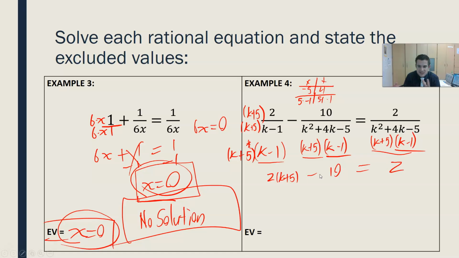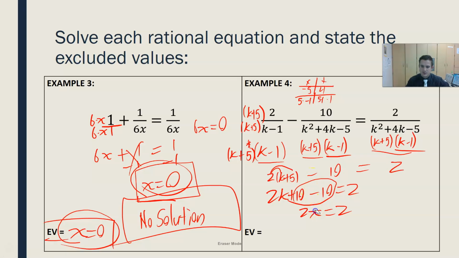This is a lot more pleasant to look at. I have 2 times k plus 5 minus 10 equals 2. So if I multiply these together here, I'm going to get 2k plus 10 minus 10 equals 2. Well, 10 minus 10 is just 0, so I have 2k equals 2. Or 2k, I keep writing x. When I divide by 2 on both sides, I get k equals 1. So that's my solution, k equals 1.